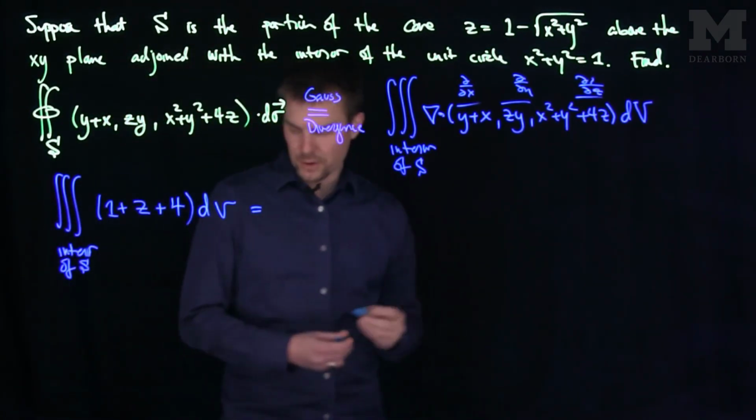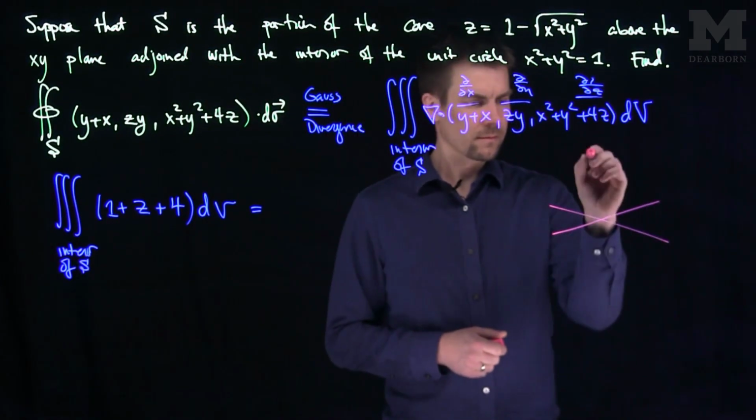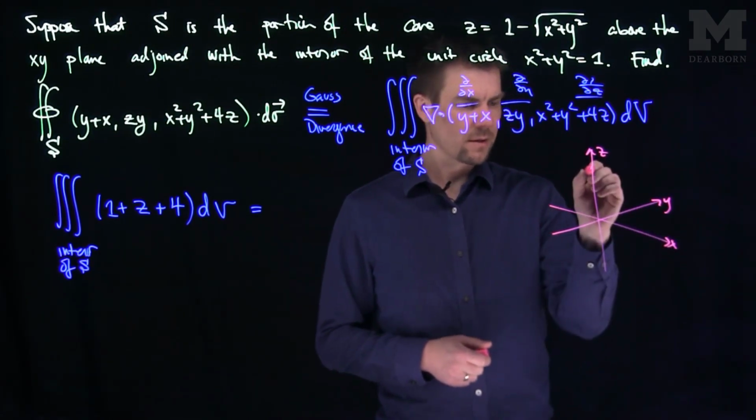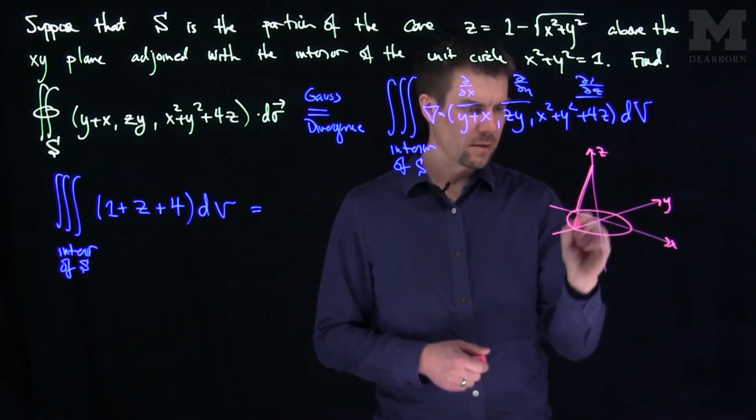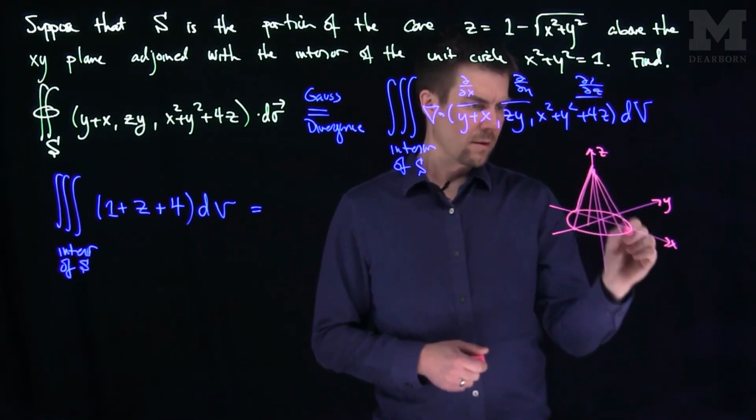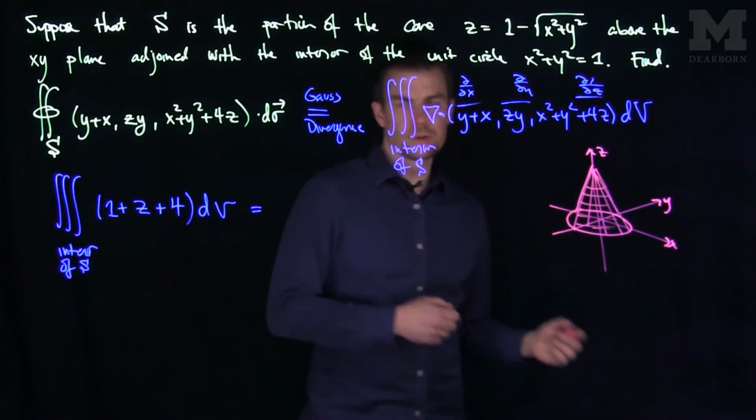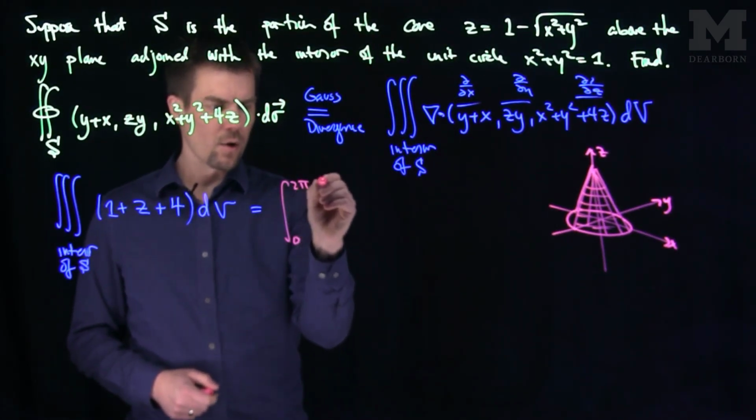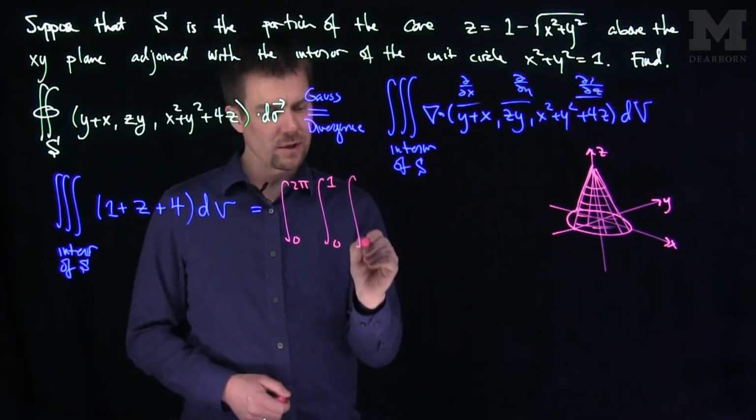And just as before, let's look at what this cone looks like. There's the z-axis, the y-axis, and the x-axis. The cone looks like this, and there's the unit circle. And so we'll put this into cylindrical coordinates. In cylindrical coordinates, we're going to integrate theta from 0 to 2 pi. We're going to integrate r from 0 to 1. And we're going to integrate z from 0 up to this cone.